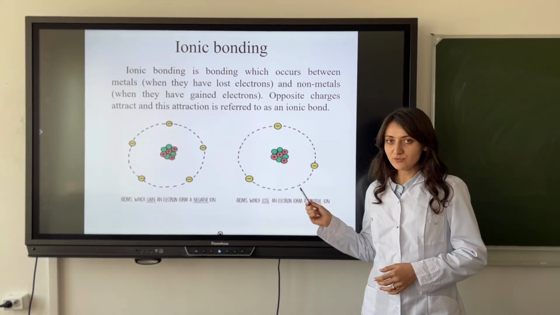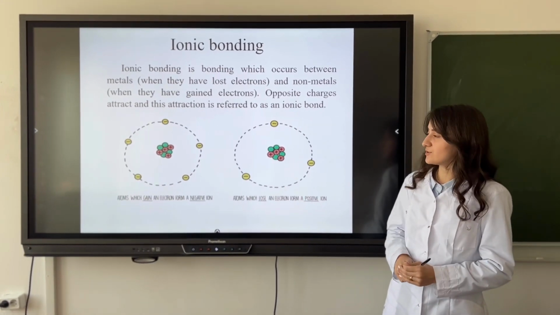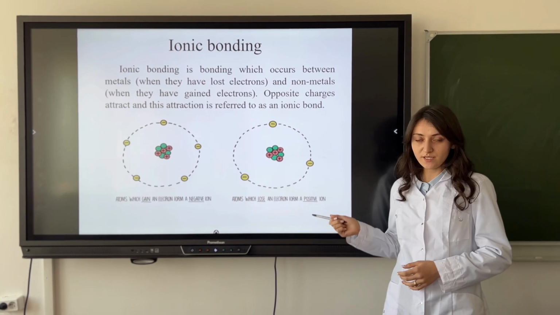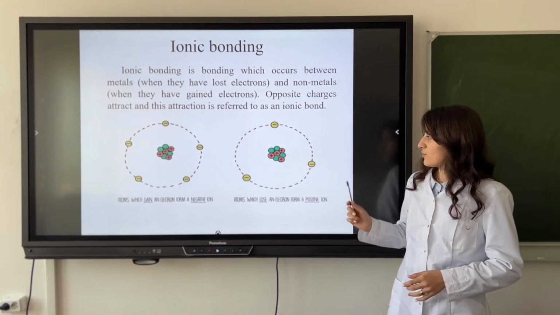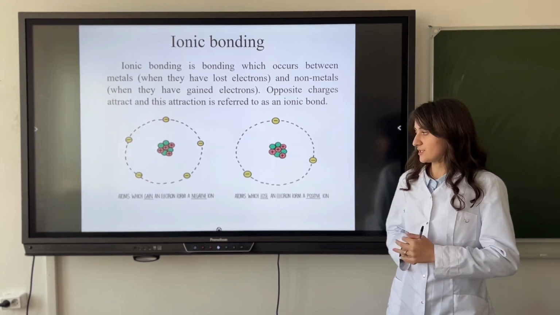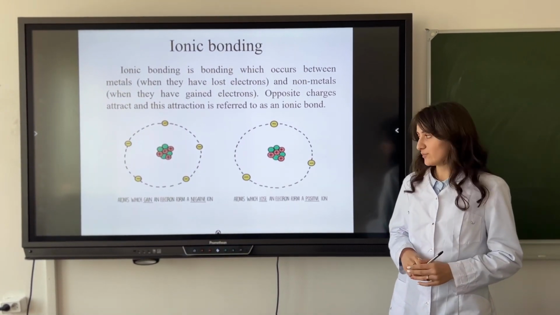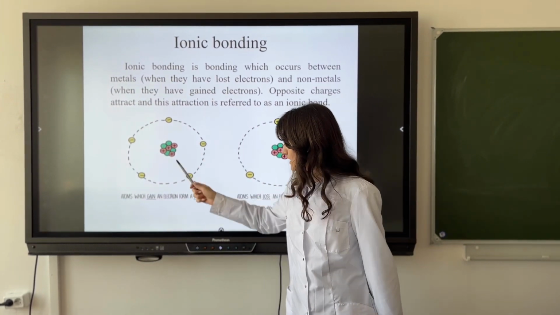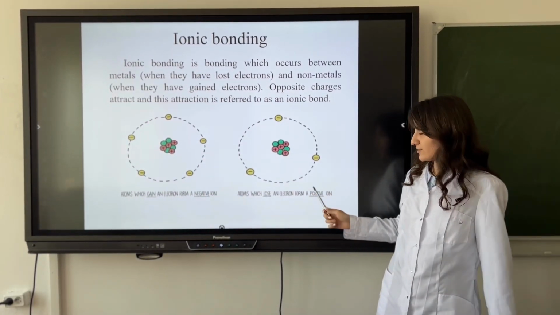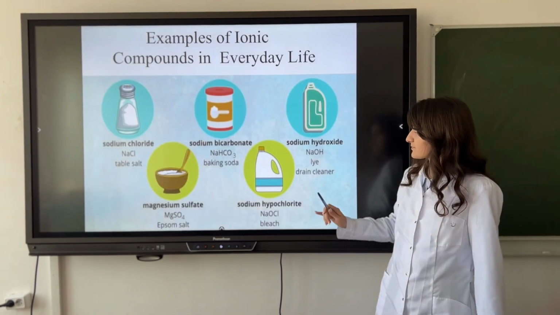Now we'll talk about ionic bonding. Ionic bonding is a bond between metals, when they lose electrons, and non-metals, when they gain electrons. Opposite charges attract, and this attraction is referred to as an ionic bond. An atom which gains an electron forms a negative ion, and an atom which loses an electron forms a positive ion.